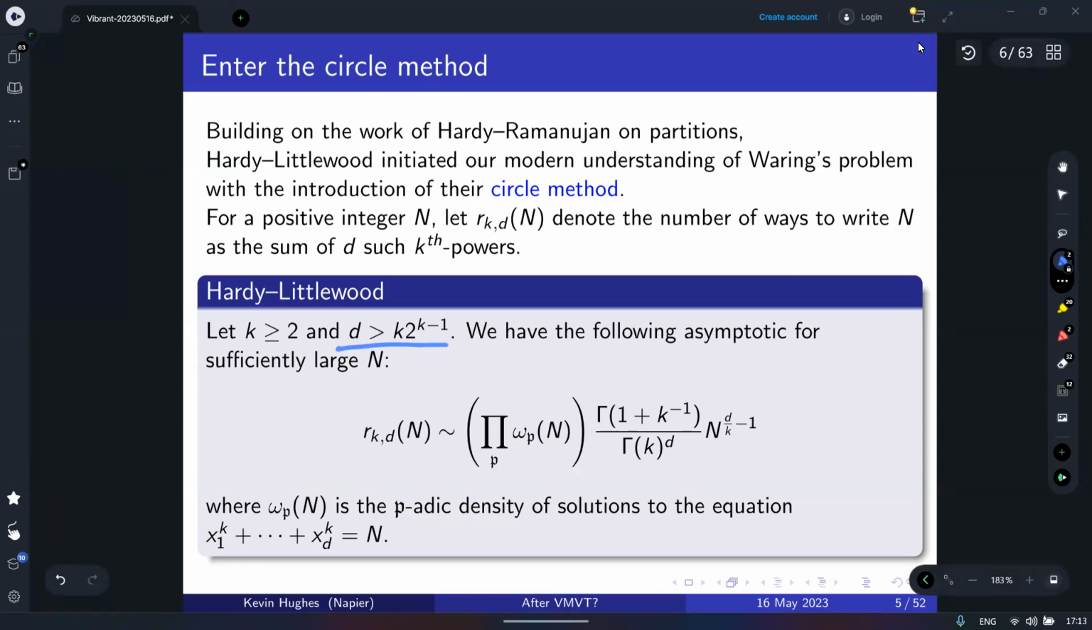What the bound Hardy and Littlewood got was not tower exponential, it's just exponential. Whatever my degree is, I can write it as the degree times roughly 2 to the degree. So it's basically something like 2 to the degree. So exponential rather than some tower bound. And not only that, they didn't just say that we have an existence, they gave an asymptotic. So as n is increasing, as your number is increasing that you want to represent as a sum of d kth powers, they told you that there's this asymptotic formula for it.